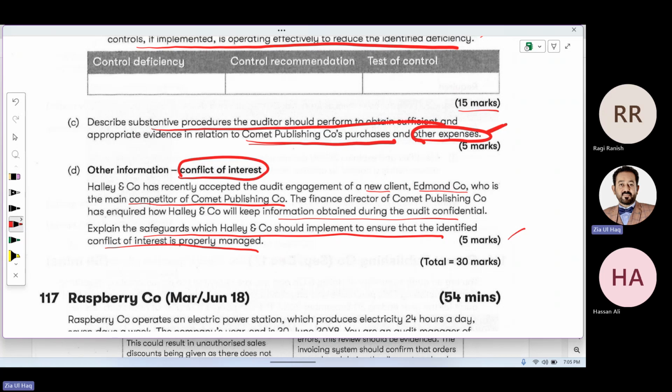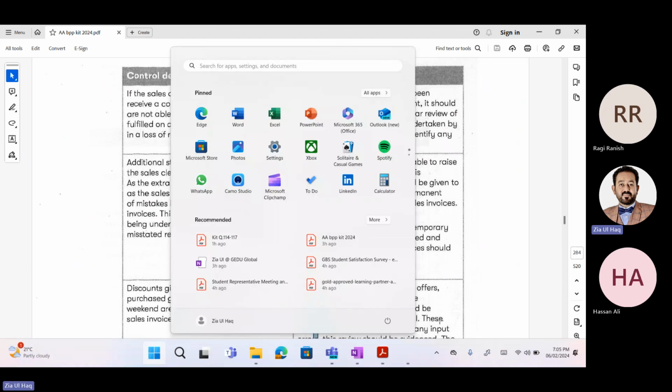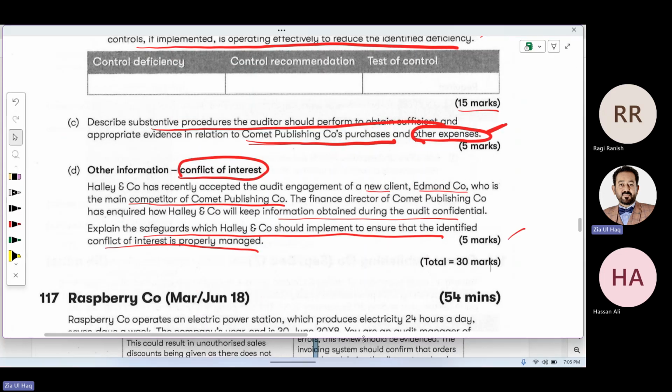Okay. So we have covered the sales system, we have covered the purchase system. Now we are moving towards the payroll system.